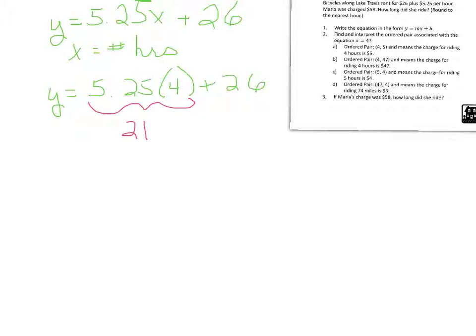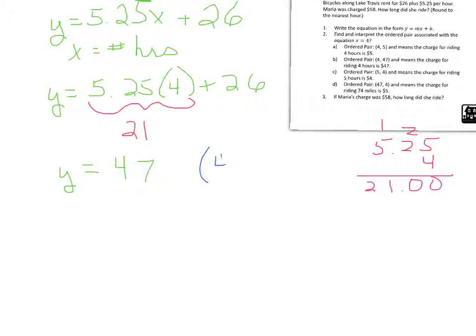Or you could just go over here and say $5.25 times 4. 4 times 5 is 20. 4 times 2 is 8, plus 2 is 10. 4 times 5 is 20, plus 1 is 21. Okay, so y is going to be 21 plus 26, which is 47. So when x is 4, y is 47. What does that mean? That means that in 4 hours, you're going to spend $47 to rent this bike. Okay, and as an ordered pair, what is it? It's an x, comma, y.